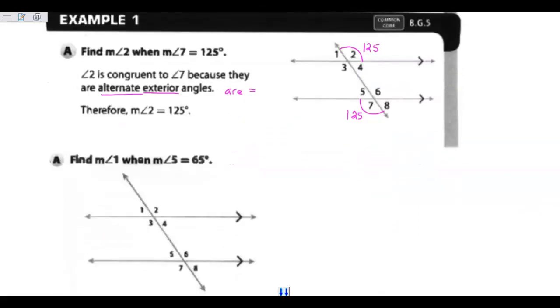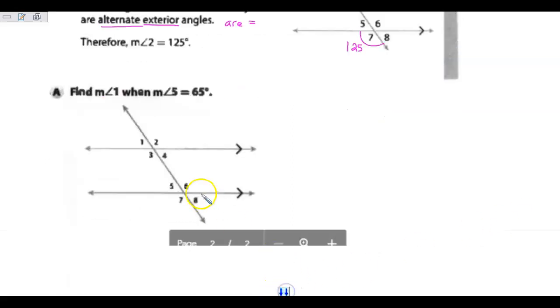Let's look at the next example. Find a measure of angle 1 when the measure of angle 5 is 65. So we know 65 is here. And they want me to find 1. What kind of angles are these? If you said corresponding, you're correct. They are in the same location on the transversal, but on the opposite parallel line. So they're in the same location. And we know that corresponding angles are equal. So if the measure of angle 5 is 65, the measure of angle 1 is also going to be 65 degrees.